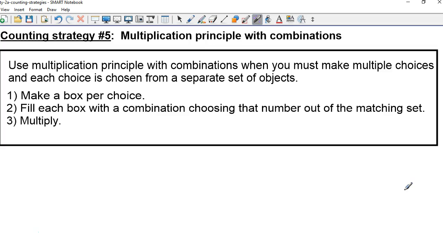Okay, so you can use the multiplication principle with combinations when you must make multiple choices and each choice is chosen from a separate set of objects. Just make a box per choice, fill each box with a combination, choosing that number out of the matching set, and then multiply.